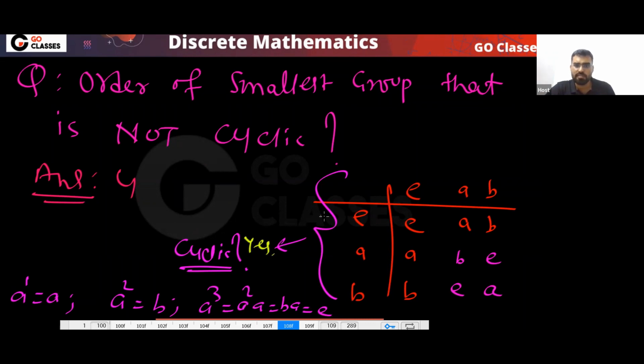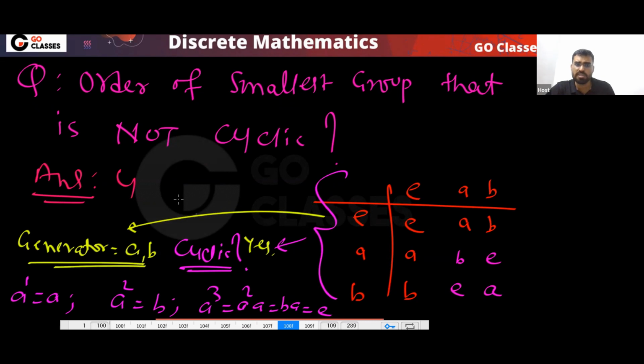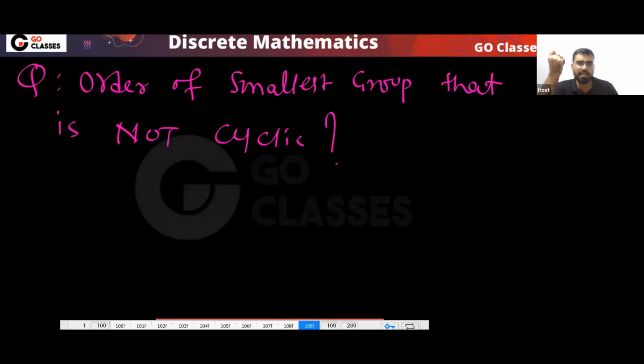What are the generators here? A is the generator, also B is the generator. You can just check it out. So the order of the smallest group that is not cyclic, the answer will be 4. Every group of order 1, 2, 3 is cyclic. Similarly, they can ask you: what is the order of the smallest group which is not cyclic but abelian? Now what will be the answer?